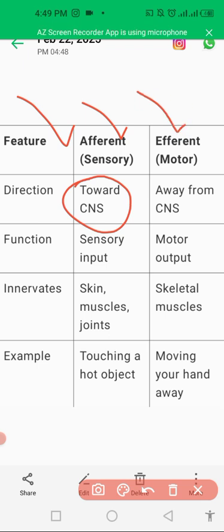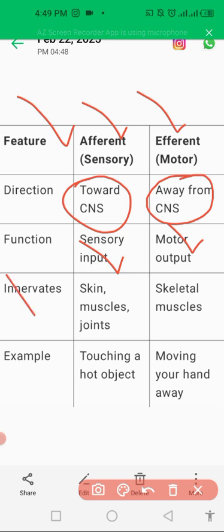And efferent fibers, we call them efferent because they are away from the central nervous system. They carry information away from the central nervous system. Motor output is performed, they give output. That's why we call them efferent. While sensory input means these carry information towards the central nervous system. That's why we call them afferent fibers.